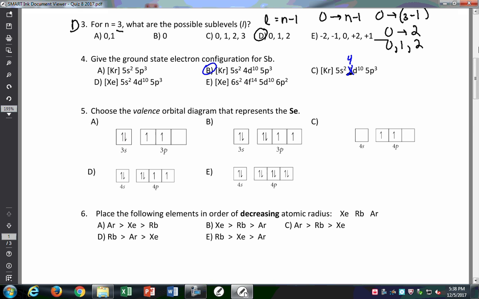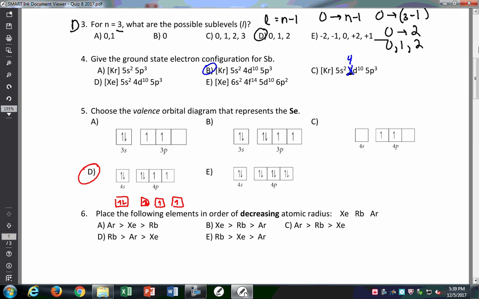Now the difference between D and C is, remember, we fill the lower energy orbitals first. So that means that our s orbital is going to be filled before we put electrons in our p orbital. And in our p orbitals, we do not pair until all 3 of our p orbitals have 1 electron in them, and then we pair. So that gives us D.